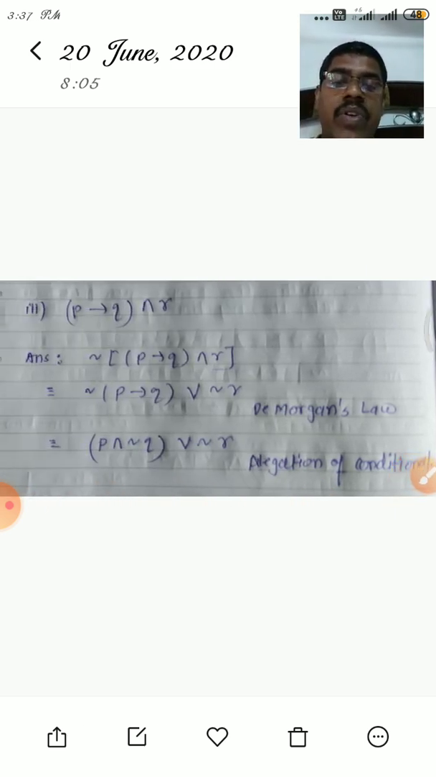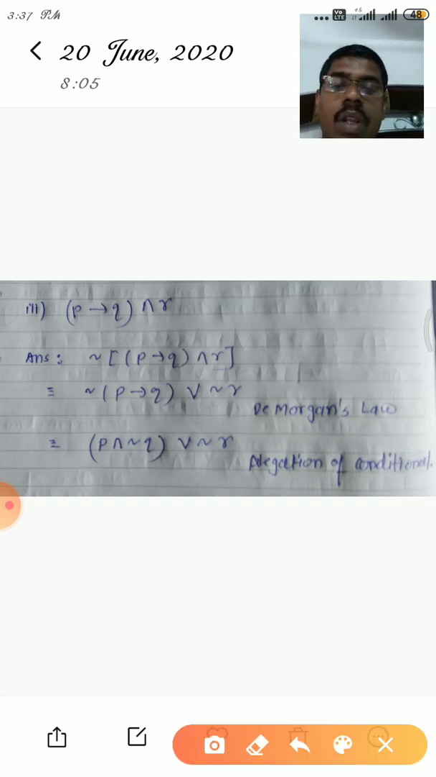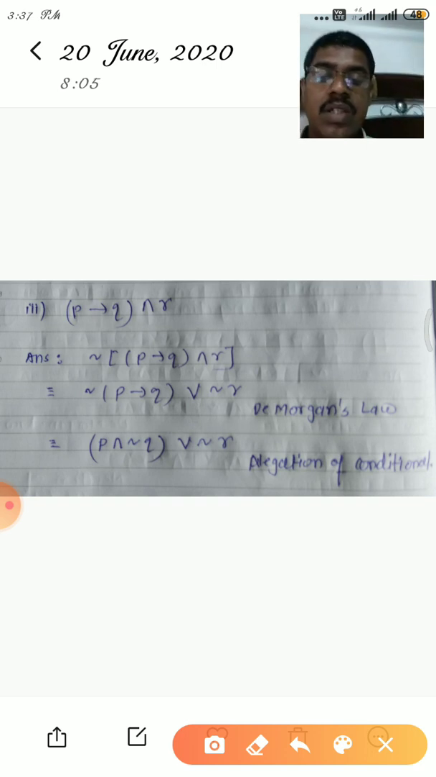Next example, take directly the third example. The second, you solve yourself. In bracket, P conditional (Q and R), we have to write its negation. That is negation of (P conditional (Q and R)). Then we multiply the negation to the bracket. That is negation of (P conditional Q or negation R). We apply De Morgan's law.